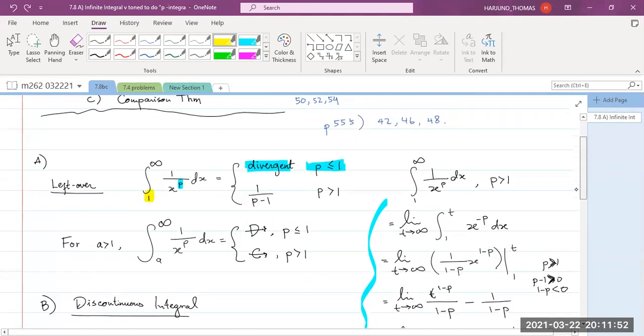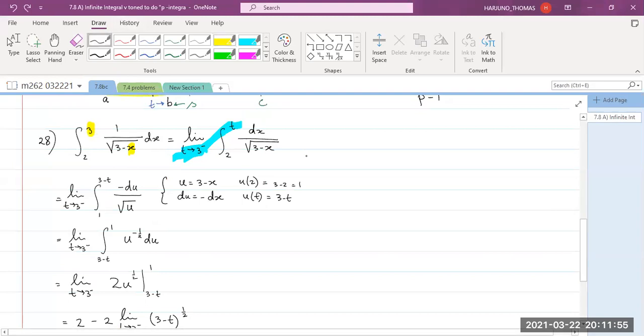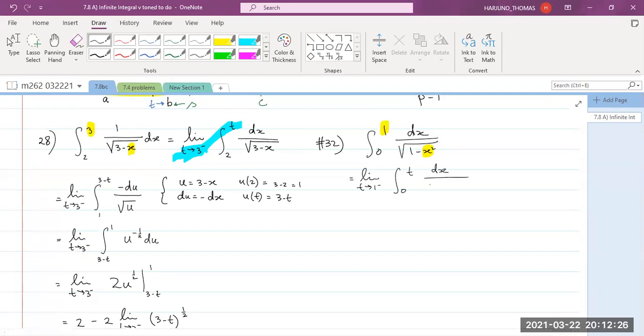That's number 28. Number 32, integral from 0 to 1 of dx over square root of 1 minus x squared. Again, we have a singularity at 1, right? When x equals 1, we get something over 0. So I will change that to the limit as t goes to 1 from the left-hand side, integral from 0 to t of dx over square root of 1 minus x squared. Can anybody help me with this integral super fast?